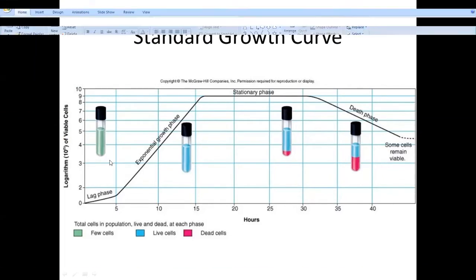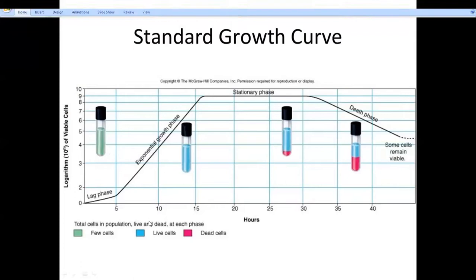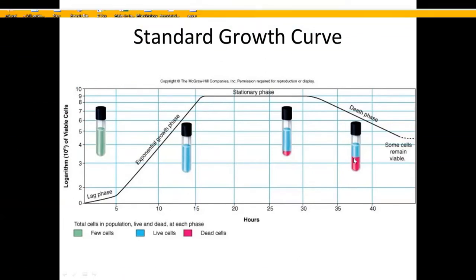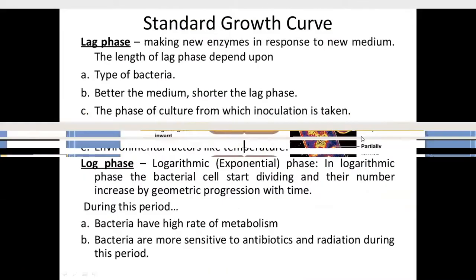And here, living cells will be more in the growth phase. In the stationary phase also there will be more, but in the death phase, living cells will gradually decrease and dead cells will increase.